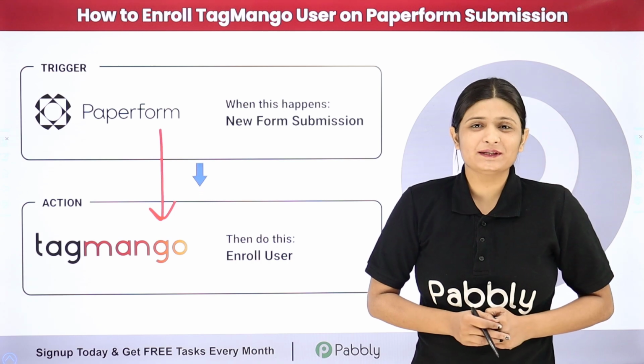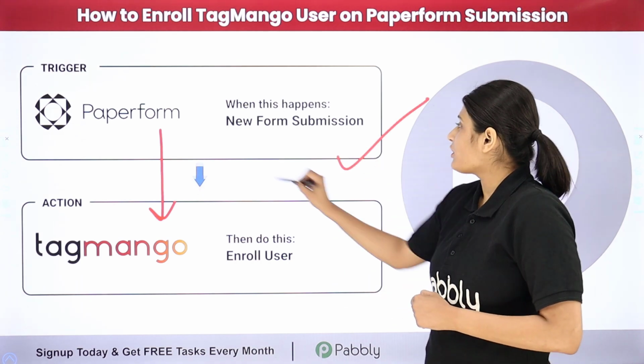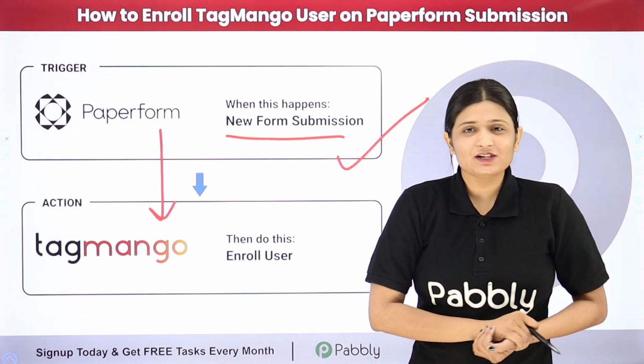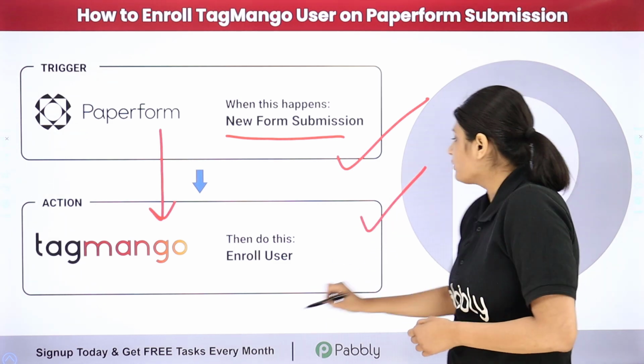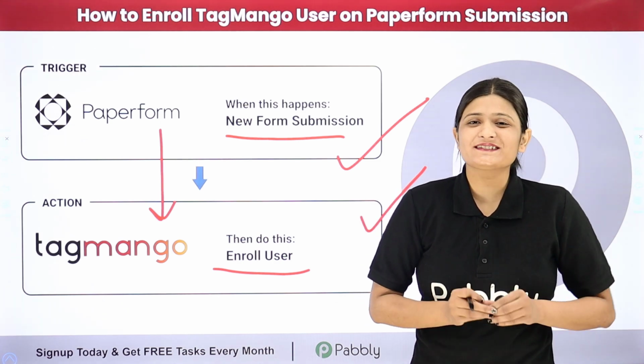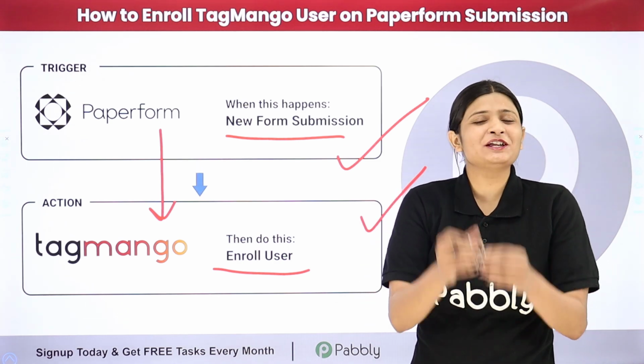Here as my trigger application, I am going to take Paperform, from where I will receive the new form submission, and then in my action application, I am going to take TagMango, where this user will be enrolled automatically. If you want to learn this amazing automation step by step, let me take you all to my screen.